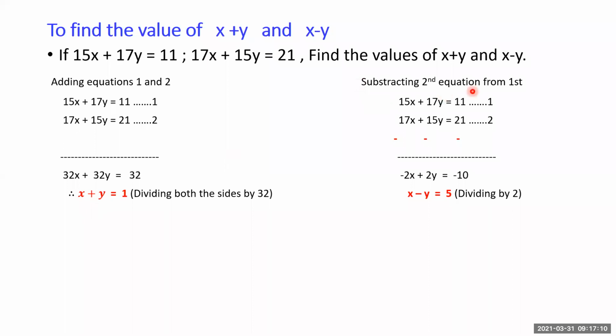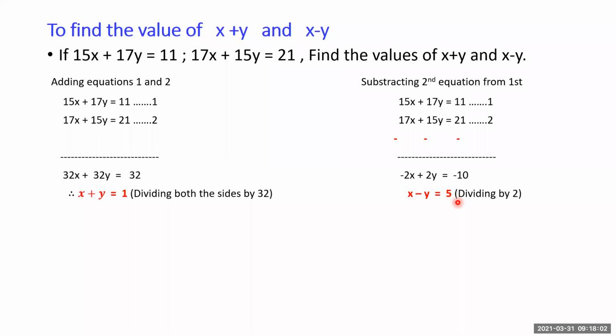Then you come to this side. Is it visible to students? Subtracting the second equation from the first. When we subtract, the second equation's signs will change: this plus will become minus, this plus will become minus, and here this plus will become minus. So plus 15x minus 17x, you will get minus 2x. 17y minus 15y, you will get plus 2y. And then plus 11 minus 21, you will get minus 10. Throughout this equation multiply by minus, so minus will become plus, plus will become minus, and here it will become plus. Divide by 2, and you will get x minus y equal to 5.